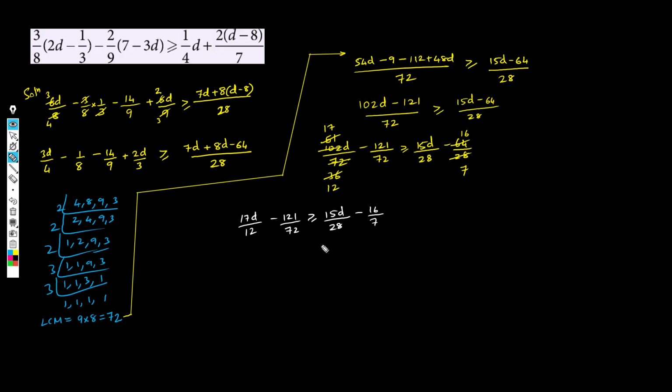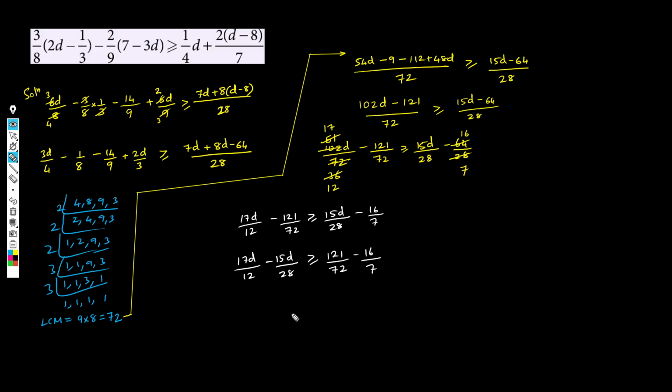I am going to take this 15d by 28 to the left side. I'll get 17d by 12 minus 15d by 28 greater than or equal to, on taking minus 121 by 72 to the right side, I get 121 by 72 minus 16 by 7.